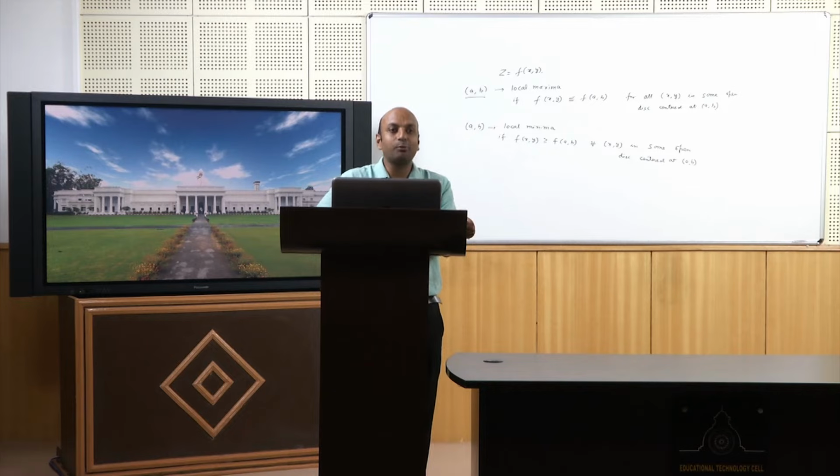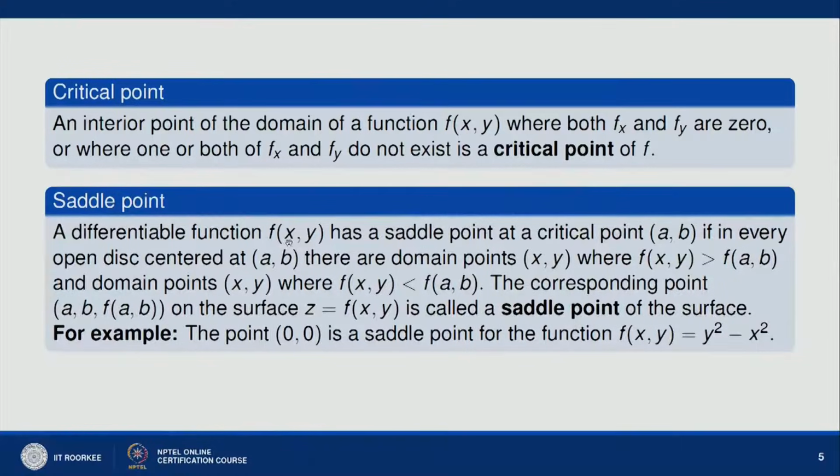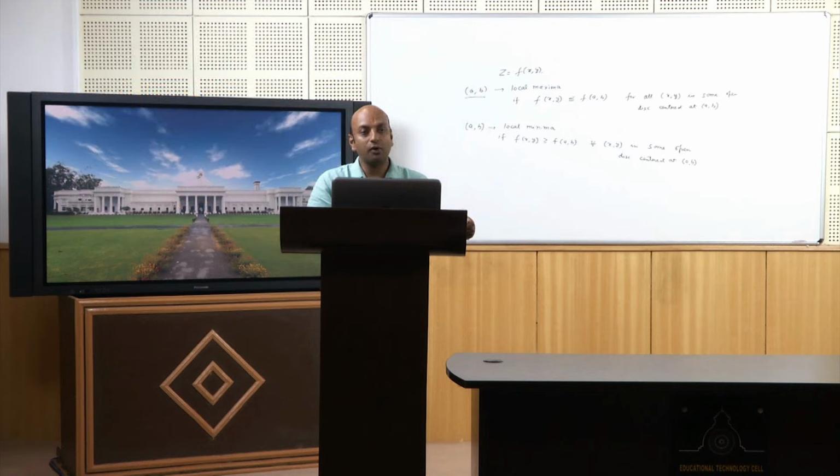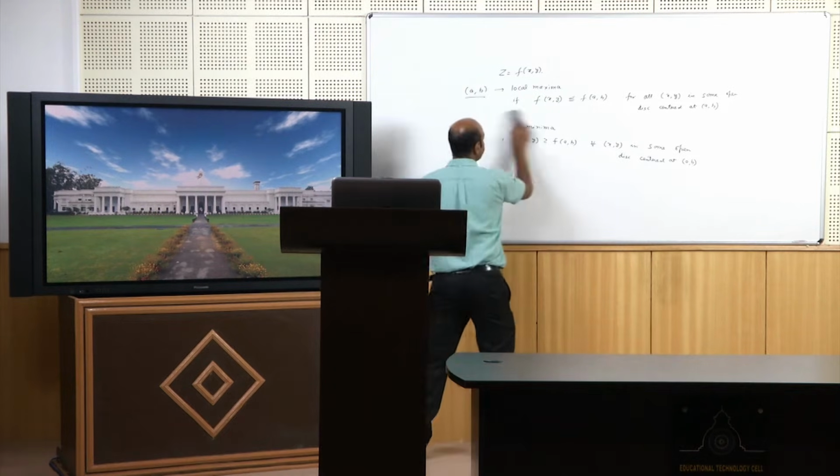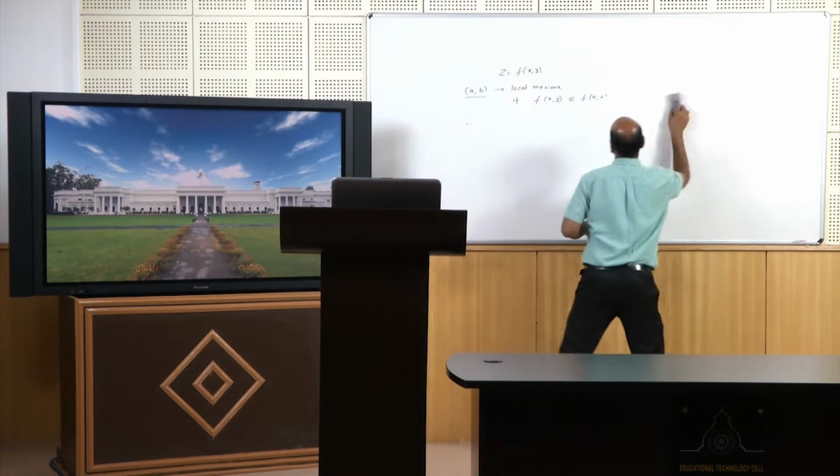Now, next is saddle point. A differentiable function f(x, y) has a saddle point at a critical point (a, b) if in every open disk centered at (a, b) there are points (x, y) where f(x, y) is greater than f(a, b) and points (x, y) where f(x, y) is less than f(a, b). This point is called a saddle point of the surface. So, in order to understand saddle point, let us discuss this example.